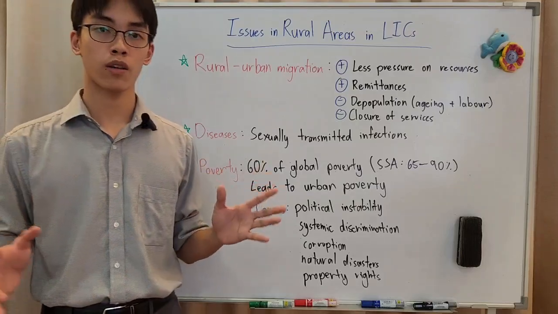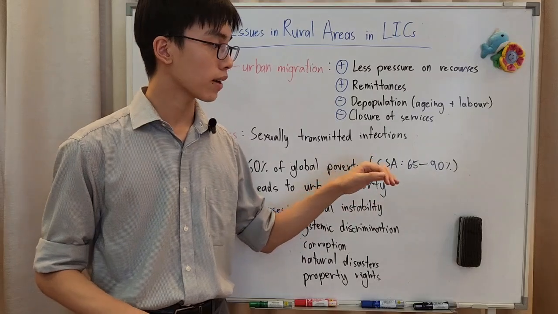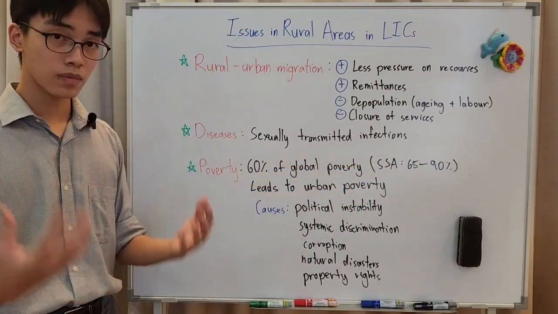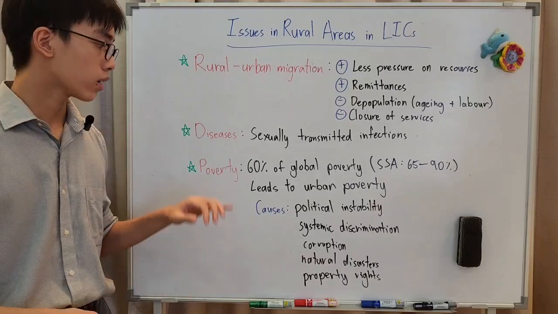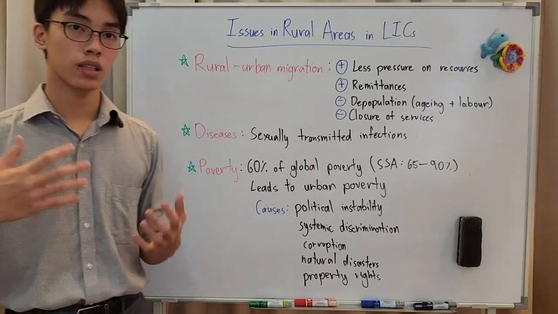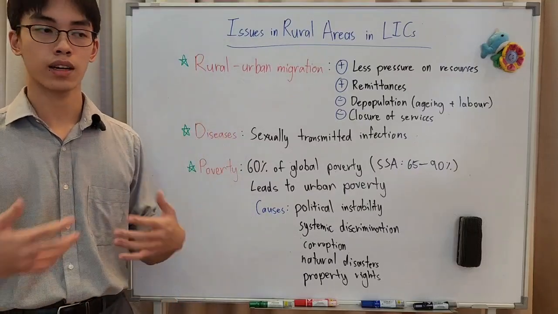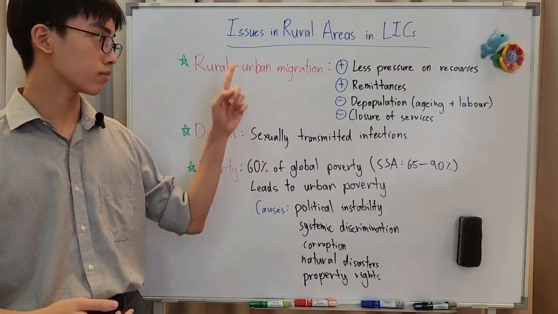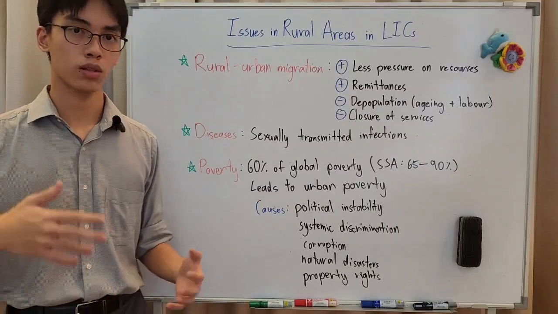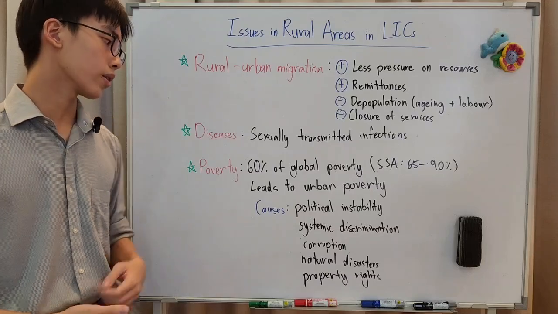60% of global poverty is from rural poverty, and in sub-Saharan Africa, 65 to 90% of the national poverty in these countries come from rural poverty. And a lot of the times, urban poverty results from rural poverty because the rural dwellers are in poverty. They want to better their standard of living, so they might migrate. The first issue. But then that brings on their poverty to the urban area because they don't have the skill or capabilities to lift themselves up in the urban area.